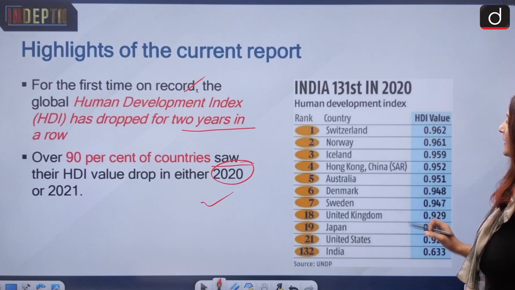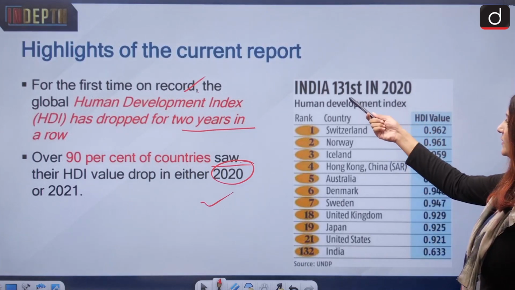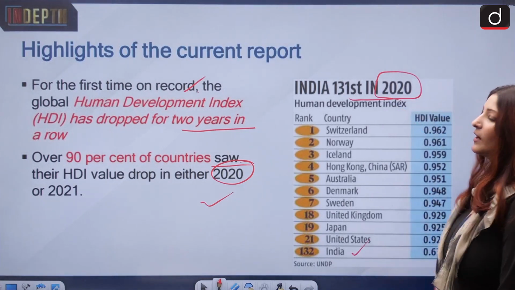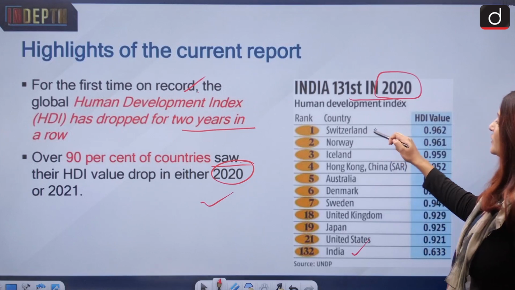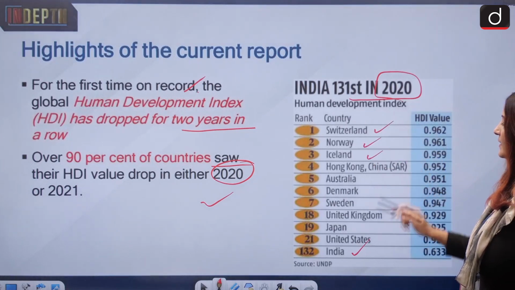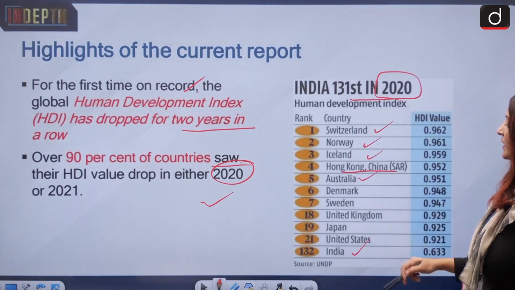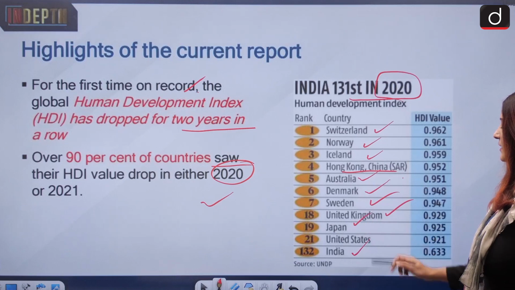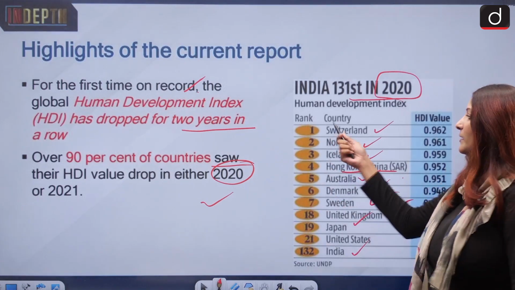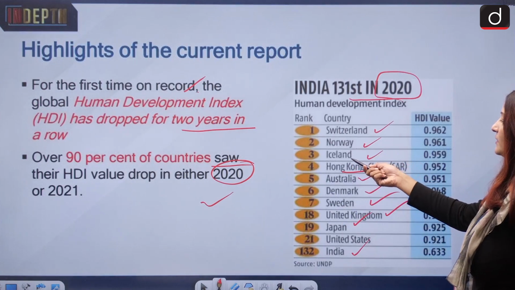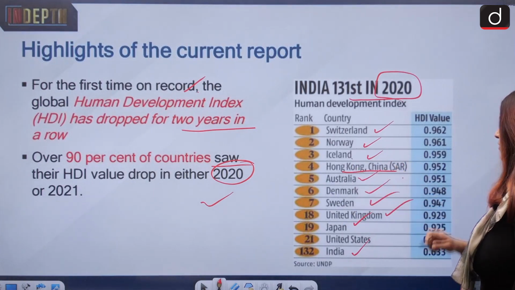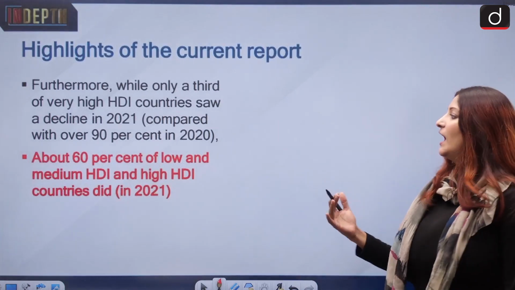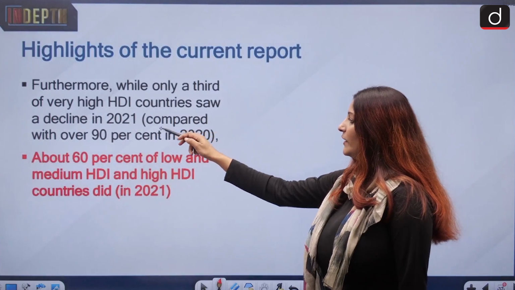Now, as we see, India was 131 in 2020. But currently, India is 130, on the 132nd rank. First is Switzerland, then Norway, then Iceland, then Hong Kong and China, then Australia, Denmark, Sweden. The United Kingdom is 18, Japan is 19, United States is 21. So remember this. First is Switzerland, Norway, then Iceland. Fourth is Hong Kong and fifth is Australia. India is 132nd position.